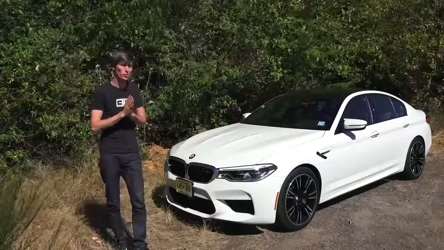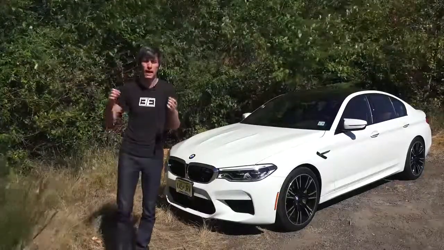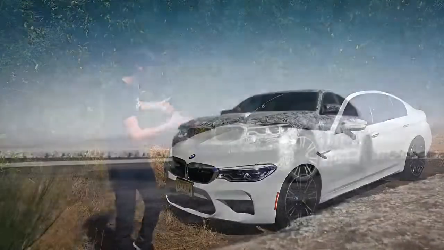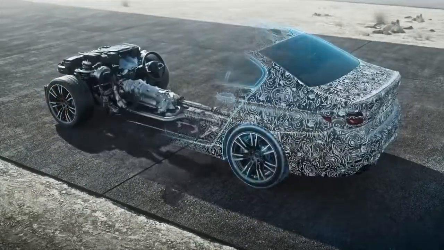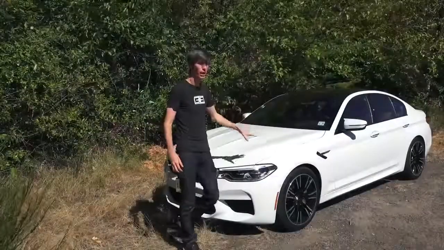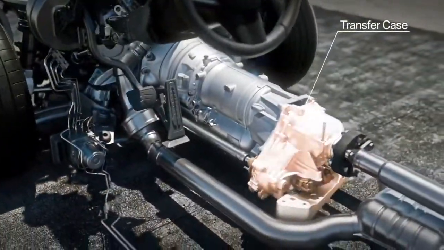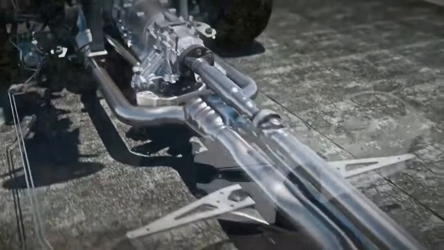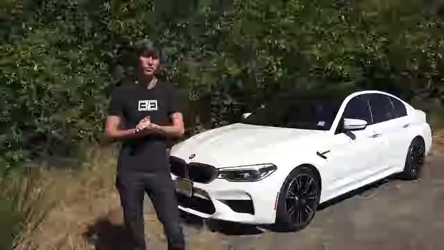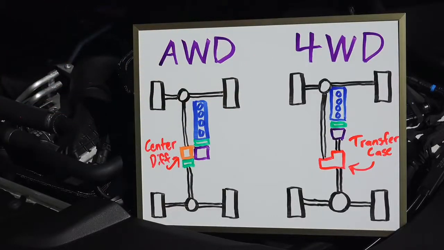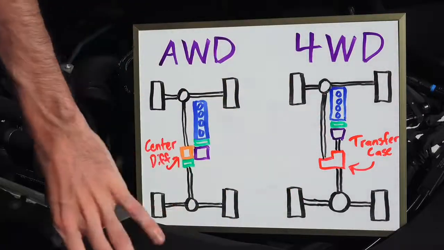In this video, we are talking about the differences between four-wheel drive and all-wheel drive. And beside me is the BMW M5, which actually has four-wheel drive, which is very rare for a car. Usually cars will have all-wheel drive, but usually you don't see four-wheel drive unless it's in perhaps a truck or an SUV. So here we have two simple drawings illustrating the difference between all-wheel drive and four-wheel drive.